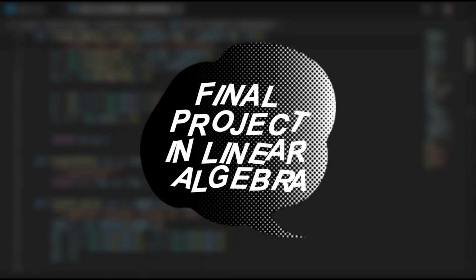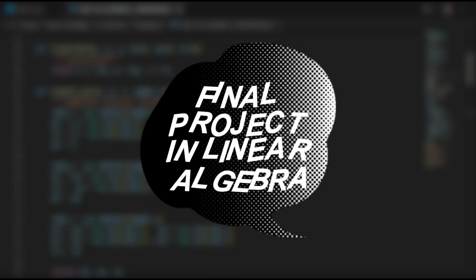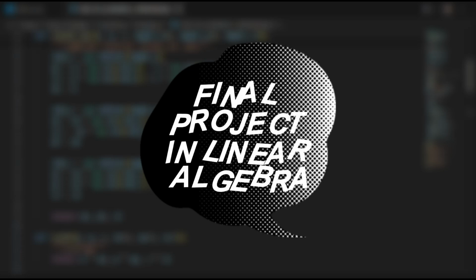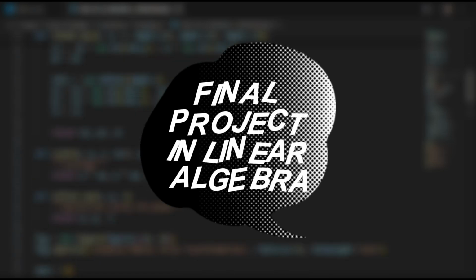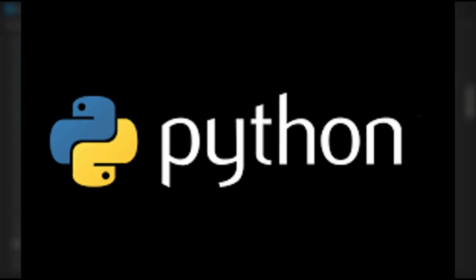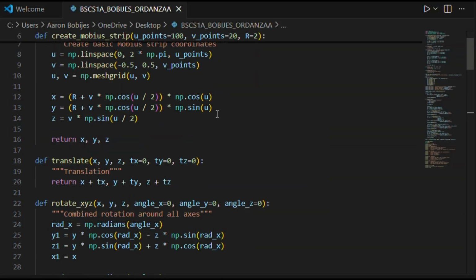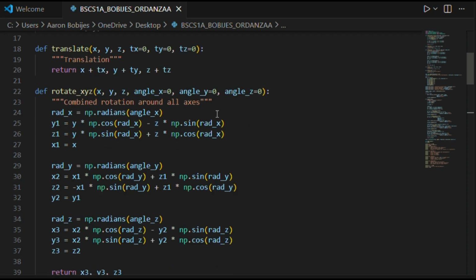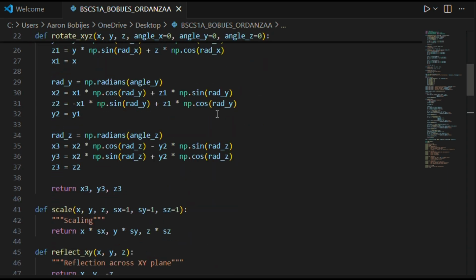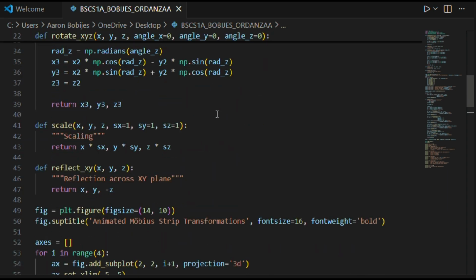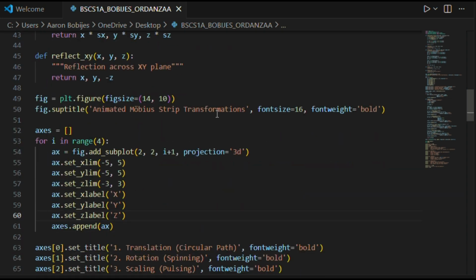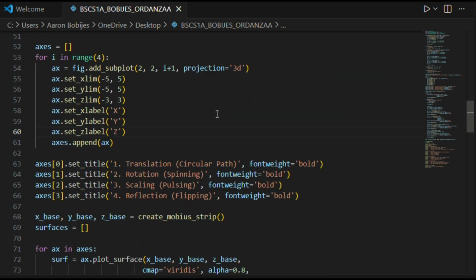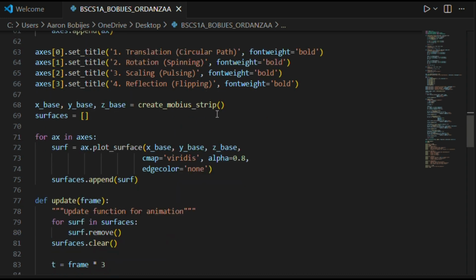Good day everyone. I am here to present my final project in linear algebra, which focuses on 3D graphic transformation using Python and matplotlib. In this part of my presentation, I will briefly explain the code that I created for my linear algebra final project, including how it runs and the mathematical concepts used behind it.